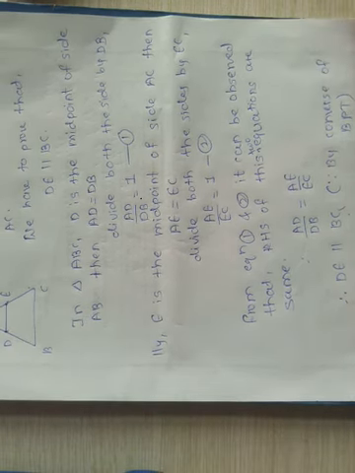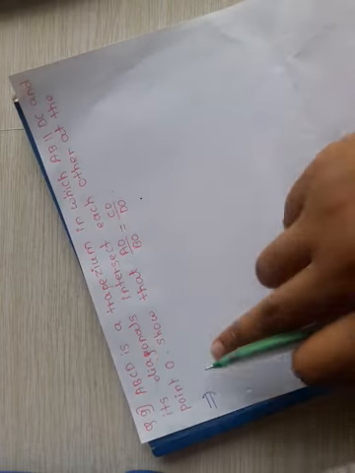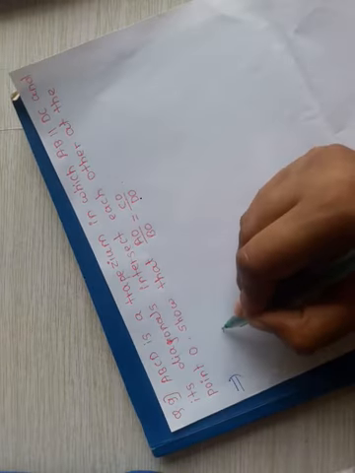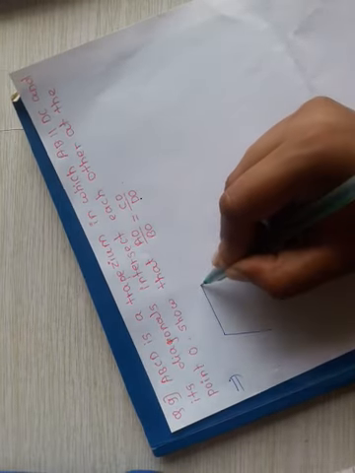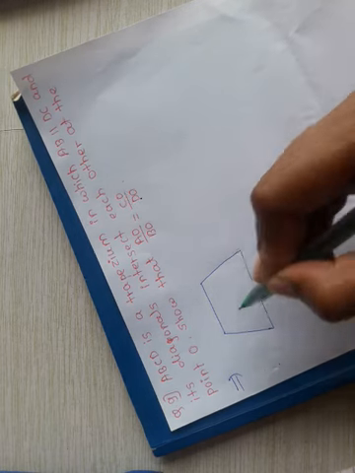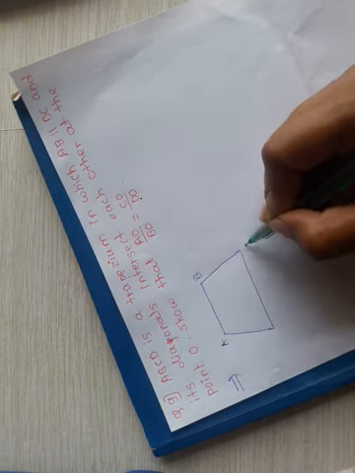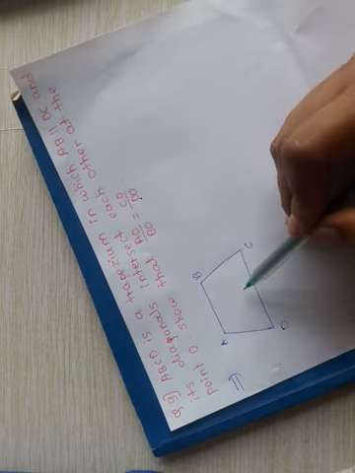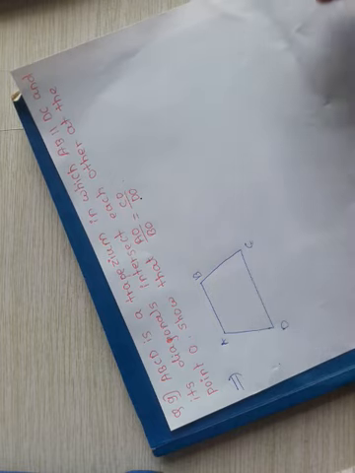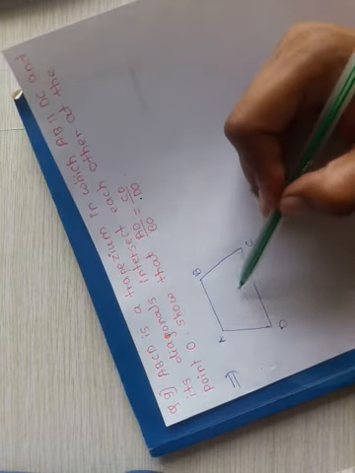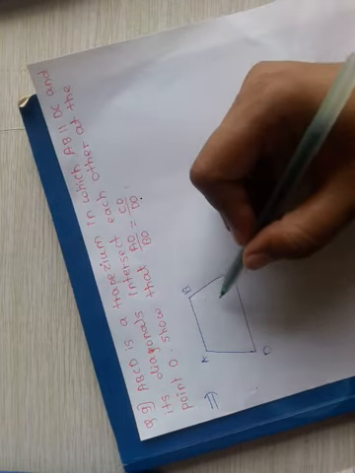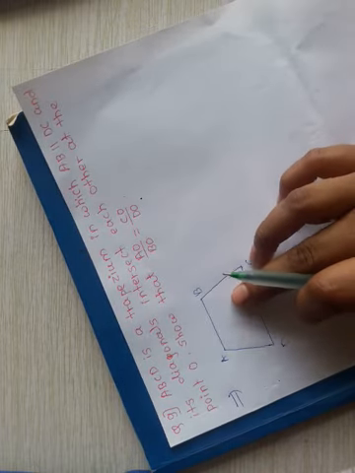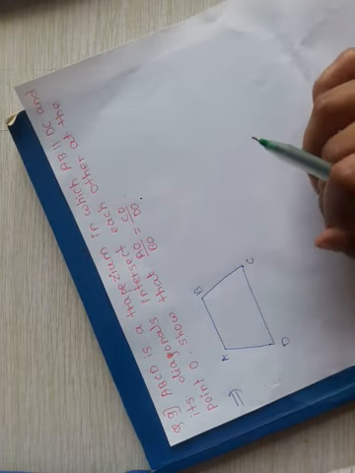Now come to the next question. Question number 9. ABCD is a trapezium in which AB is parallel to DC. So draw a trapezium ABCD in which AB is parallel to DC. A trapezium is a polygon in which we need only one pair of parallel lines. So AB parallel to DC is the one pair of parallel lines only, and if there is one pair of parallel lines, then the figure is a trapezium.